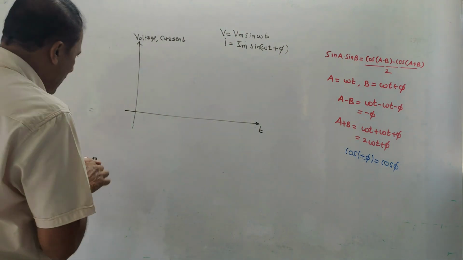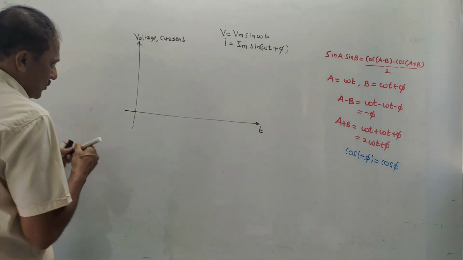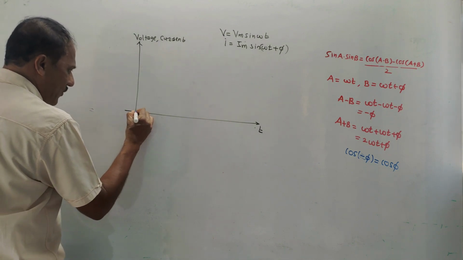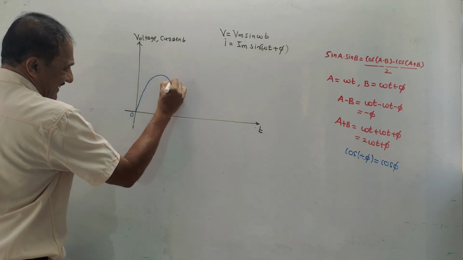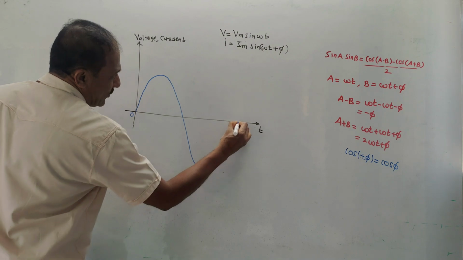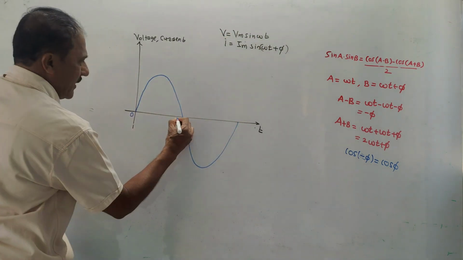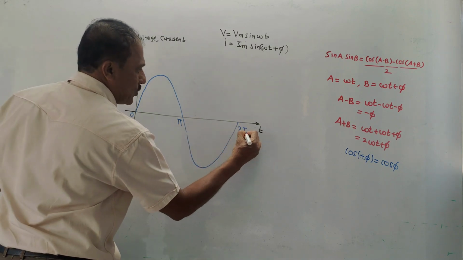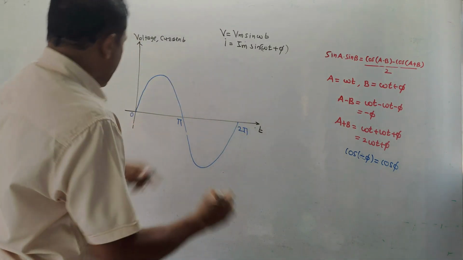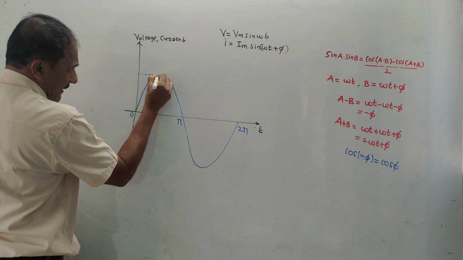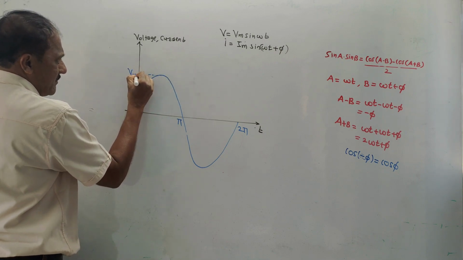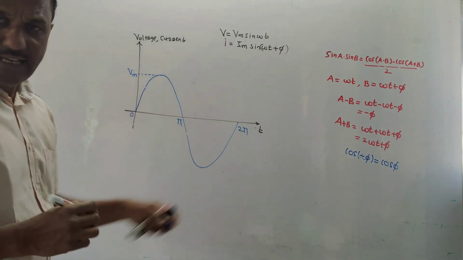First, I will draw the voltage waveform. So voltage waveform is a standard waveform which starts from 0 like this. It is a standard sinusoidal wave because the given equation is Vm sine omega t. So this value is pi, this value is 2 pi. Same way, this maximum voltage you should mark like this, this is the maximum voltage Vm. This is the standard sine wave.